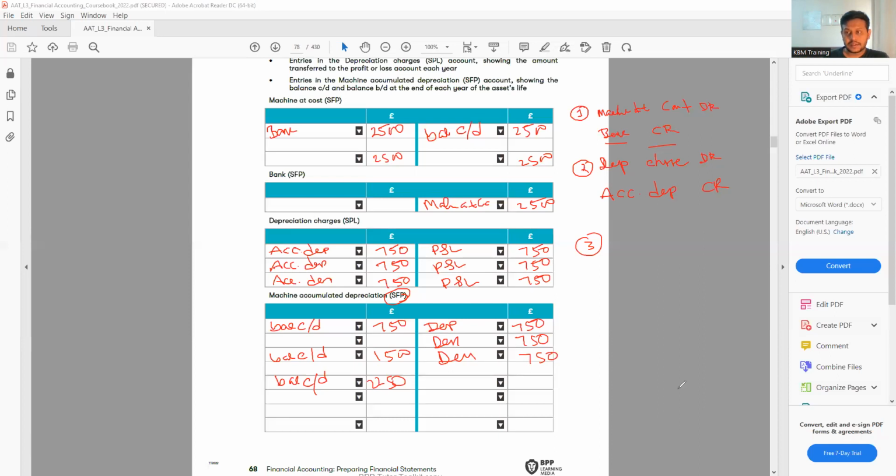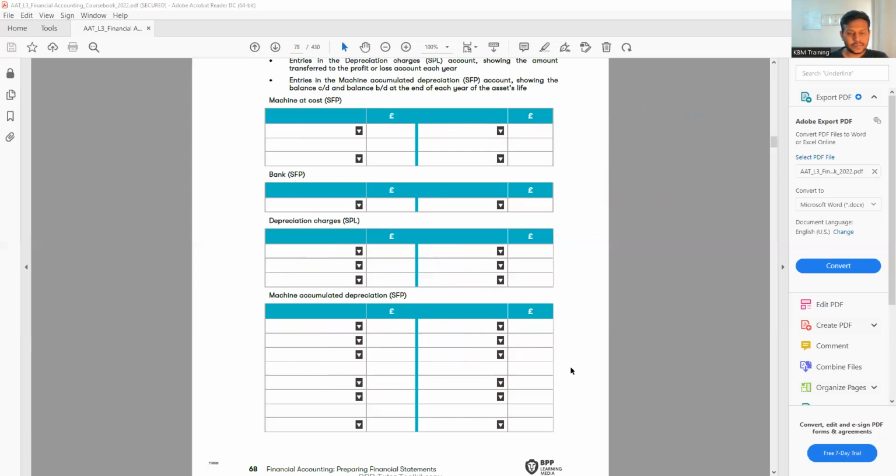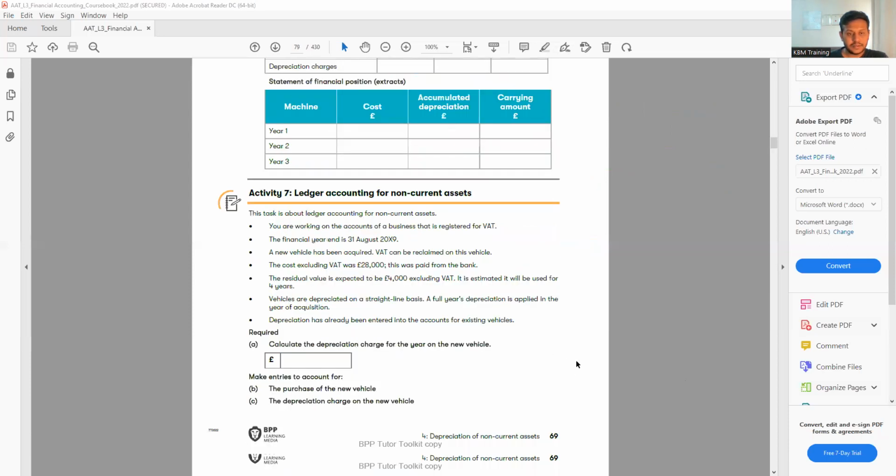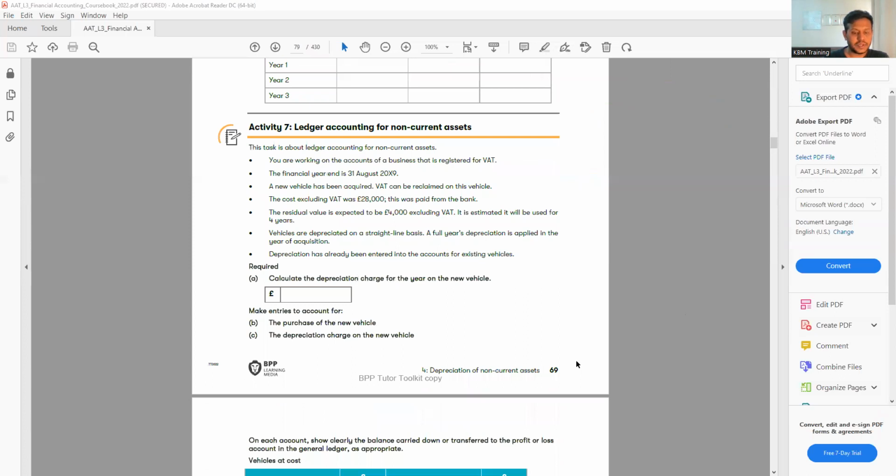All right, so let's move to the next one. The next one we have is activity 7. Let's try that.